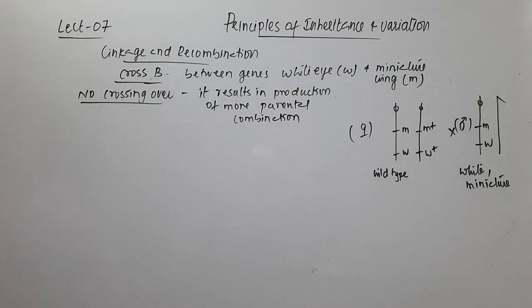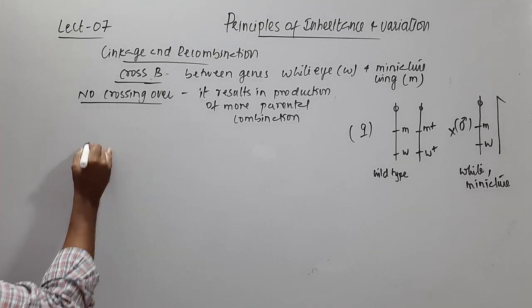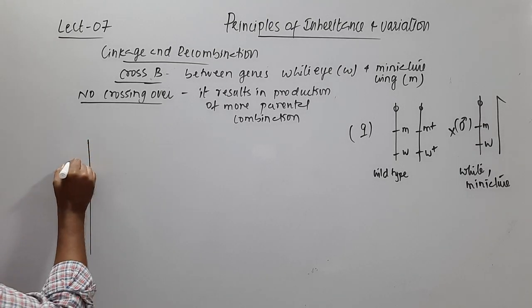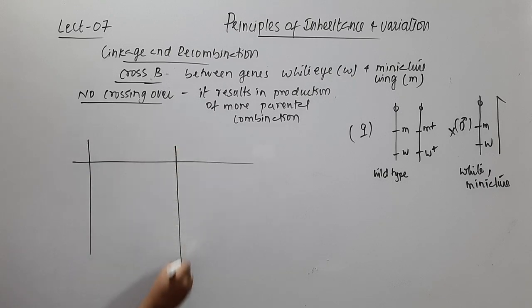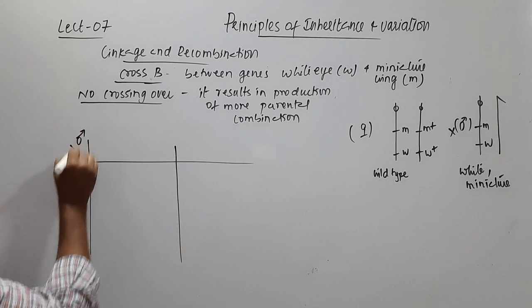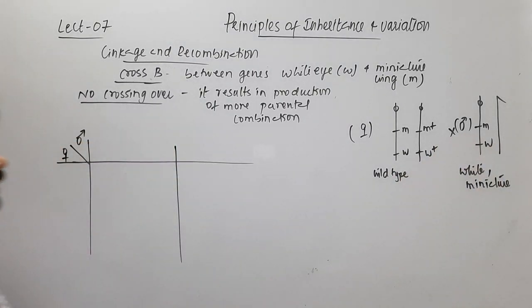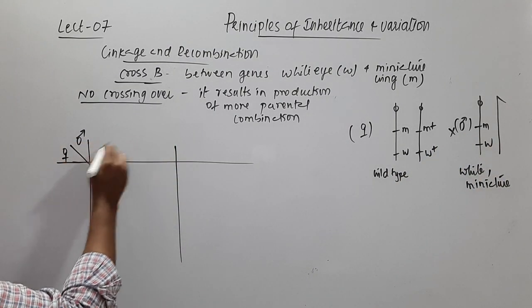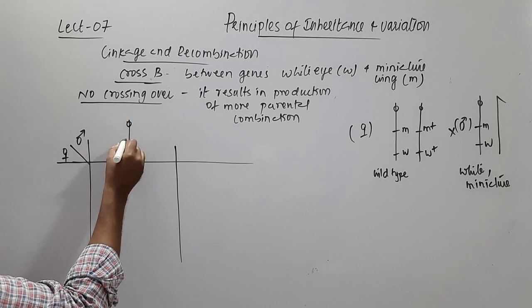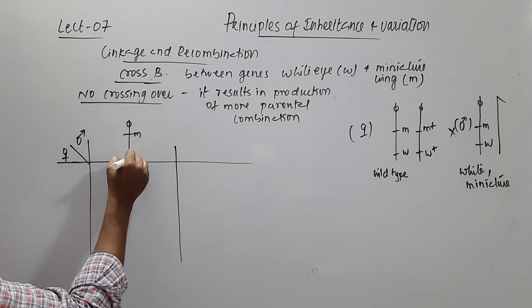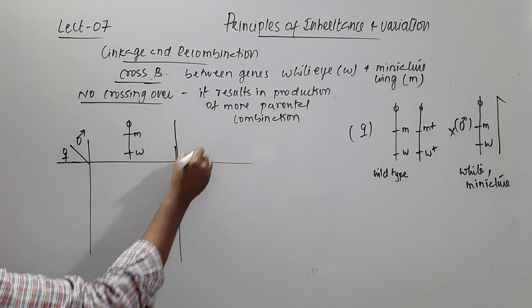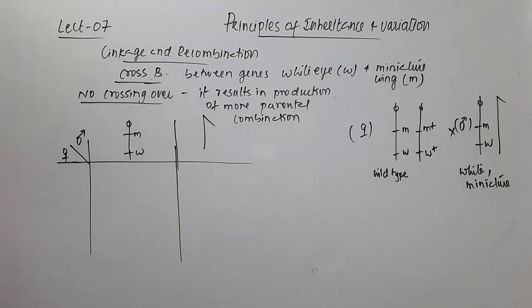More parental combination means they are more similar to the parents. So here I'll put this into the Punnett square, with male gametes and female gametes. I'm going to take the male gametes first: M W, and the Y chromosome.